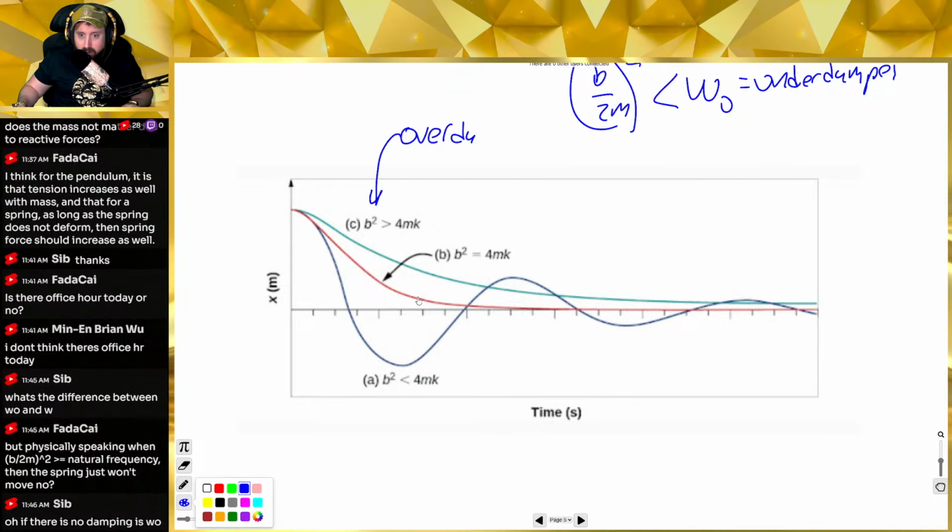Or let me use the right colors. Sorry, let me use the right colors. Well, this is kind of like an aqua. How am I going to get aqua? Oh, that looks pretty good. No, a little too. We need more aqua. Okay, this is overdamped.